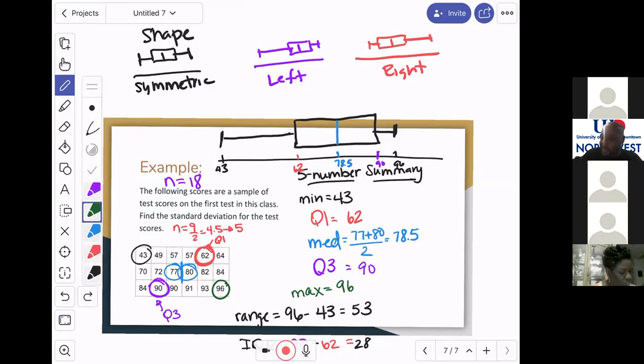In a symmetric distribution, the mean equals the median. In a left skew distribution, the mean is less than the median. It's on the left-hand side. Remember, the skew pulls the mean. So in left skew, you're skewing the mean lower. And in a right skew, the mean is greater than the median.